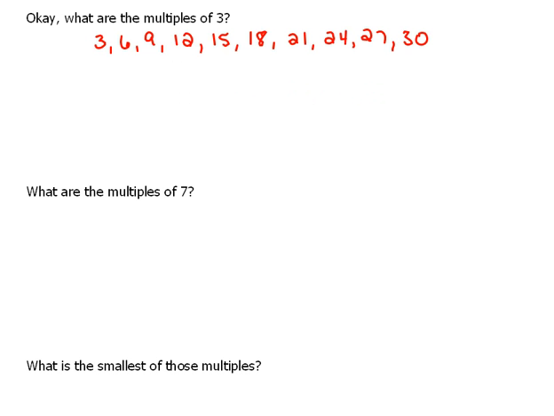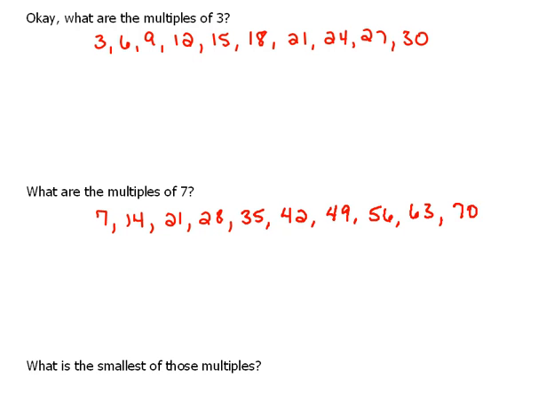Now, if I were going to list out the multiples of 7, we would do the same thing. 7 times 1 is 7, 7 times 2 is 14, 7 times 3 is 21, and we would keep going on and on and on. 28, 35, 42, 49, 56, 63, all the way up to, we're going to stop at 10. 7 times 10 would be 70. Alright, so this is just listing out the multiples.